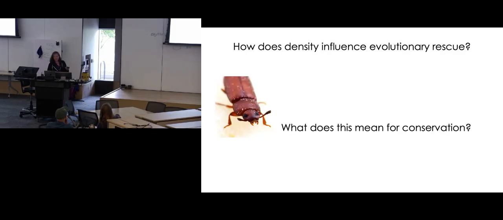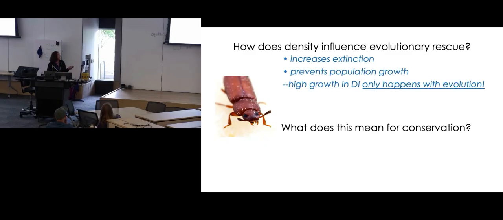So to answer this question, how does density influence evolutionary rescue? It increases extinction risk and really prevents population growth. And then that high population growth is only happening under density independence. And it doesn't prevent adaptation. So adaptation is still happening. You just can't kind of see it in the phenotype of the population size.